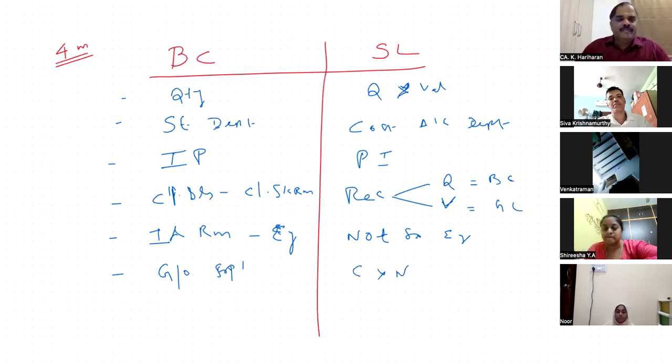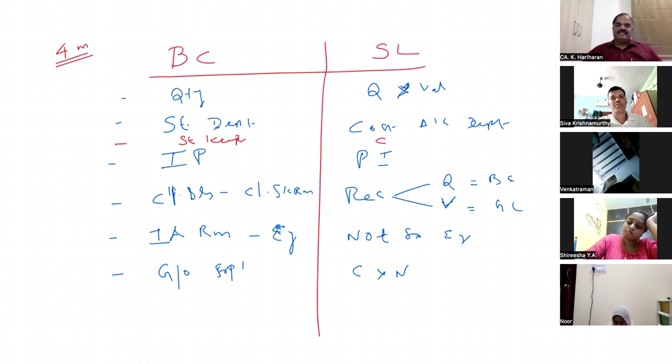Now, can you please tell me where the bin card will be? In the store department. If it is in the stores department, who has to maintain the bin card? The storekeeper has to maintain it. Whereas the stores ledger will be in the cost accounting department. Therefore, who has to maintain the stores ledger? Our CMA. The cost accountant has to maintain the stores ledger.